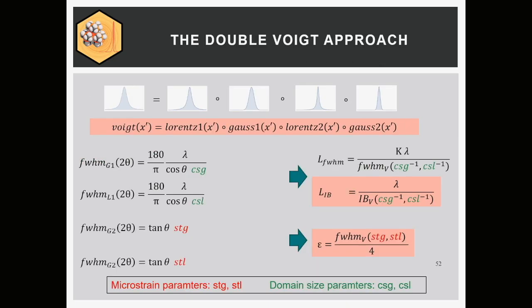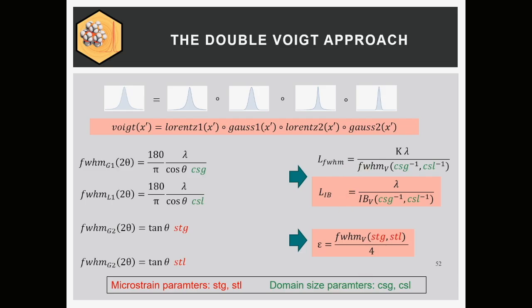And what we will use tomorrow is the double Voigt approach. So we convolute 4 Voigt functions. It's quite easy to do. We convolute 2 Voigt functions, and a Voigt consists of a Gauss and a Lorentz. So we have 2 Gauss and 2 Lorentz. One Lorentz is the 1 over cosine theta dependence, the other Lorentz is the tangent theta dependence, and the same for the Gaussian ones. These 4 are convoluted, and therefore we get something like the domain size parameters out of it.